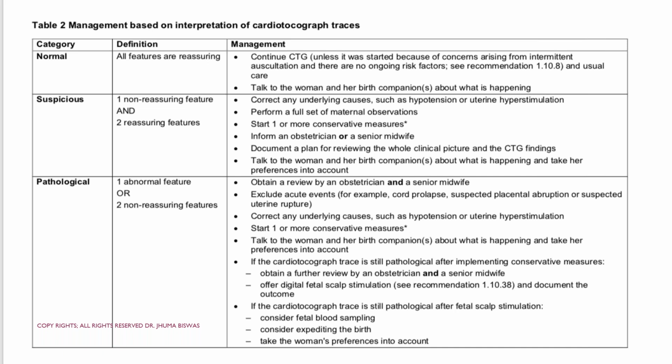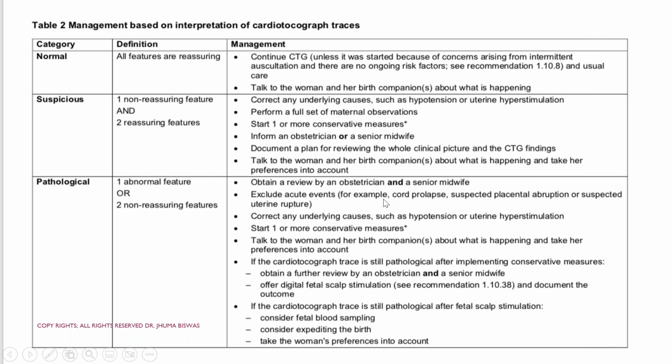That is only the conservative measure, and then you can review the CTG later. In case of pathological CTG, obviously you have to inform the obstetricians and the senior midwife. Why do they mention the obstetrician? Because usually the CTG monitoring is done by the midwife.